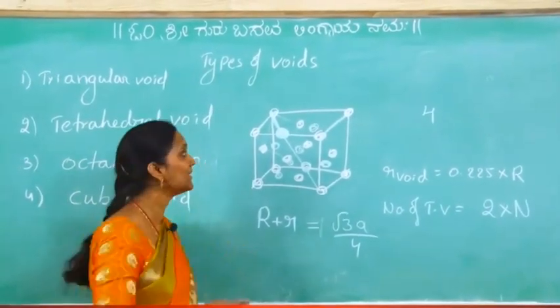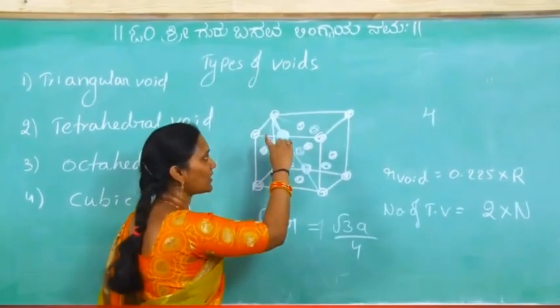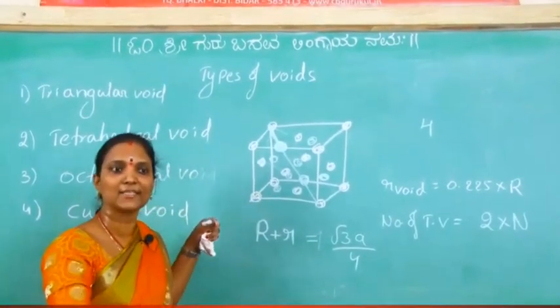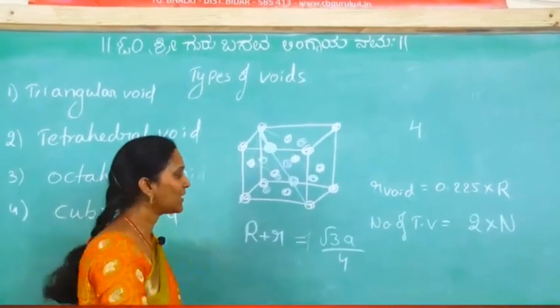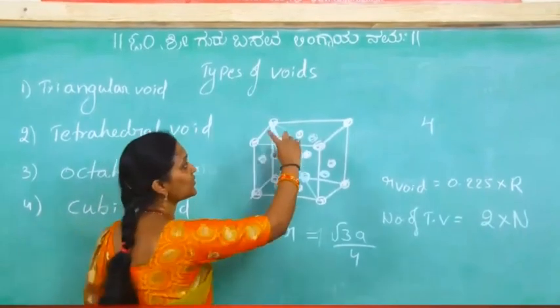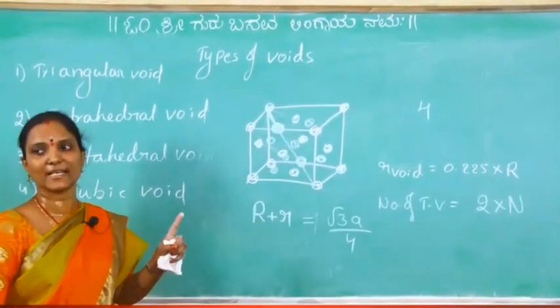How are we getting this? The tetrahedral void position is 1/4 from the corner along the body diagonal. The total body diagonal length is root 3a, and the void is at 1/4 of that distance. So this distance is root 3a by 4, but this total is equal to radius of sphere plus radius of void.